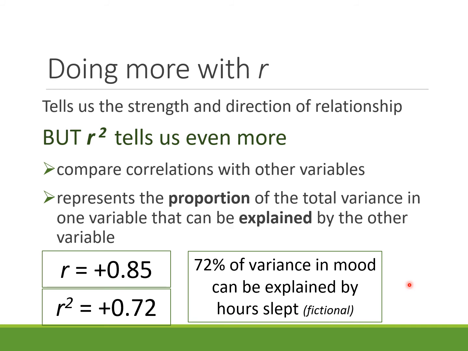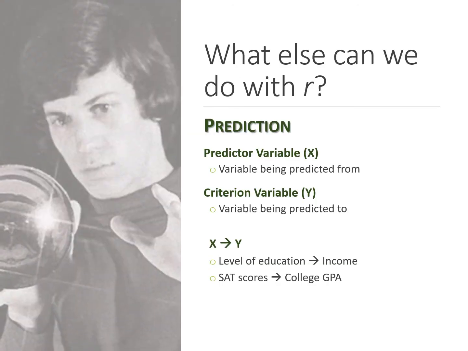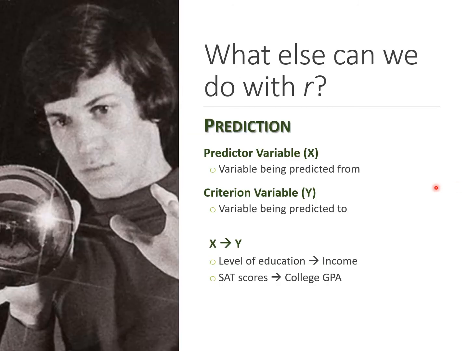But according to this data, 72% of variance in mood can be explained by the hours slept, okay? So now you start to see the power of the information that you're getting from this correlation coefficient. It's not just the strength and direction of the relationship, but with a certain amount of confidence, you can say how much one variable can be explained by the other, which is kind of like prediction, isn't it? So let's talk about this prediction.